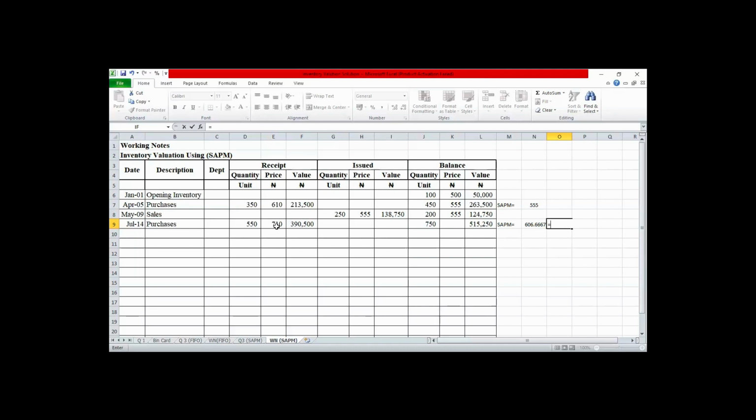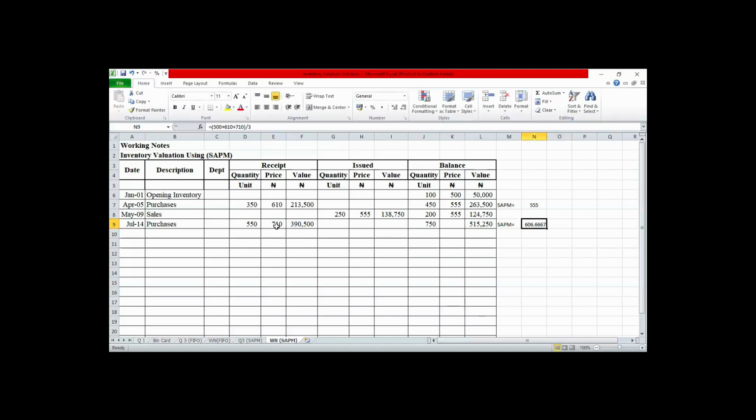Okay. Is it clear now? If we look at it, we don't have the one of 500 naira, we don't have that stock anymore. We sold it out. But we have the one of 610 and 710. That is why that one is more appropriate.